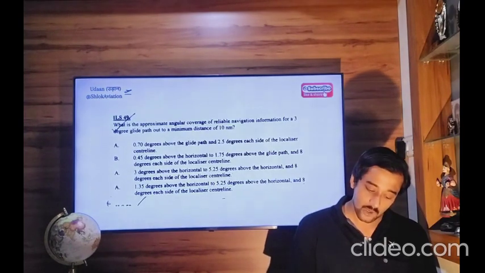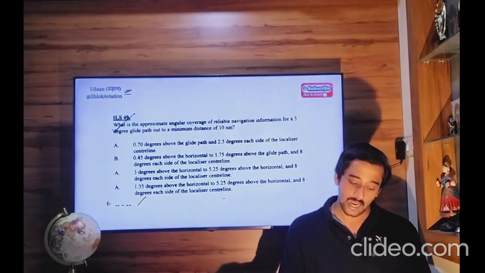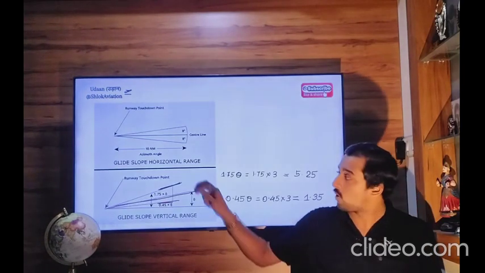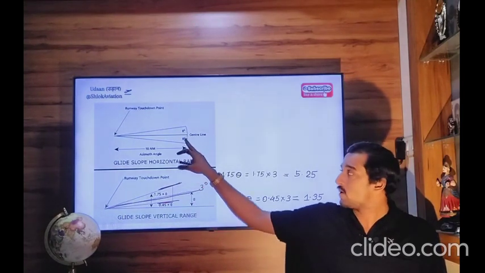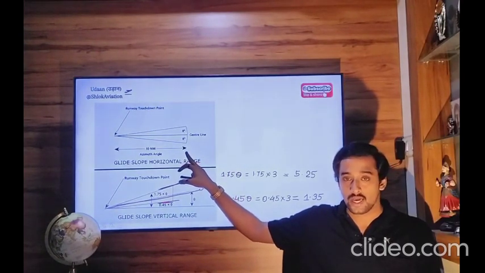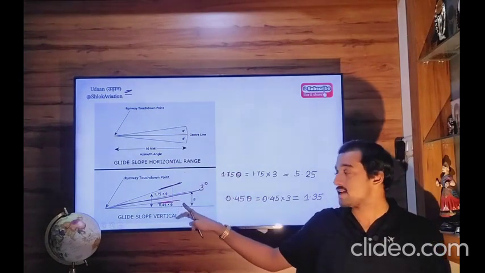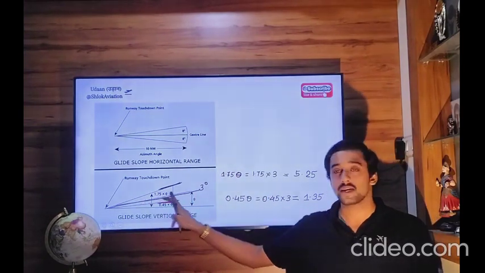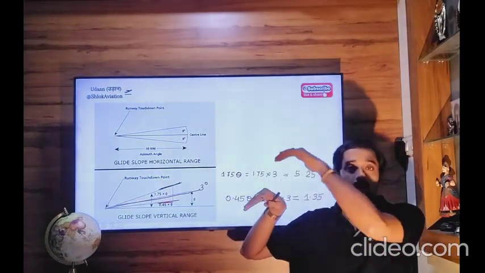Next, what is the approximate angular coverage of a navigation signal for a 3-degree glide path out to a distance of 10 nautical miles? This is the horizontal coverage, this is the vertical coverage. Horizontally your glide slope extends up to a distance of 10 miles from the runway, 8 degrees either side of the center line. Vertically, it has a lower limit and an upper limit. A 3-degree glide path is the standard that you will follow.